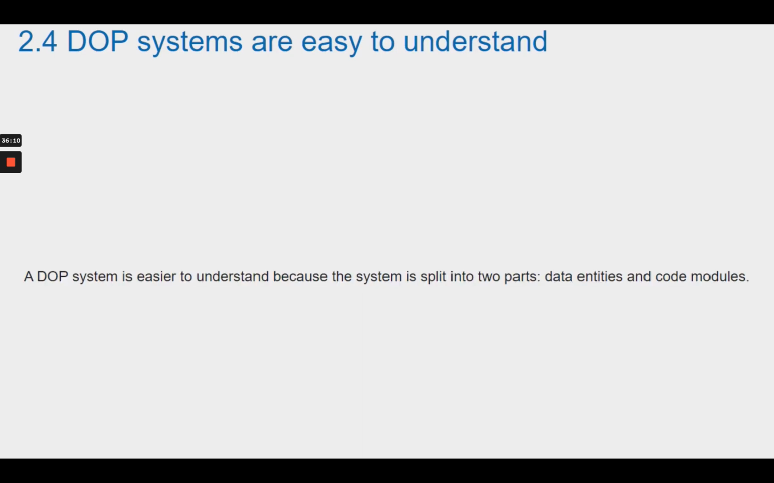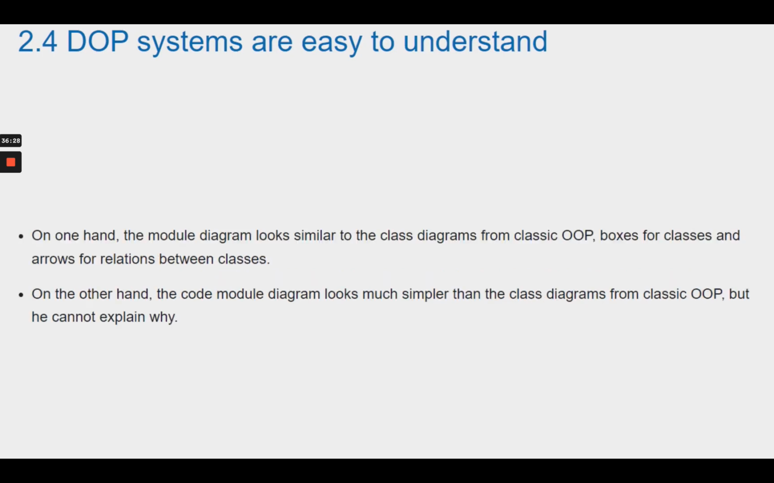Note: a DOP system is easier to understand because the system is split into two parts, data entities and code modules. Now, Theo looks at the module diagram in Figure 2.9. He feels a bit confused and asks Joe for clarification. On one hand, the module diagram looks similar to the class diagrams from classic OOP, boxes for classes and arrows for relations between classes. On the other hand, the code module diagram looks much simpler than the class diagrams from classic OOP, but he cannot explain why.